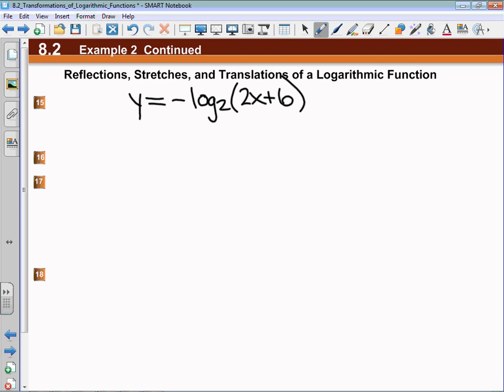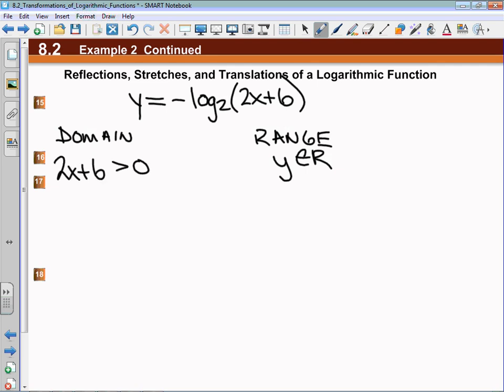So we're going to solve, let's do right off the bat domain and range. So we'll talk about domain, we'll talk about range. Nice thing about these logarithmic functions is the range is very consistently y is an element of the real numbers. There is no real limit on what exponent we can put on 2. For the domain, the argument of my logarithm, 2x plus 6, must be greater than 0. So 2x must be greater than -6, so x must be greater than -3.